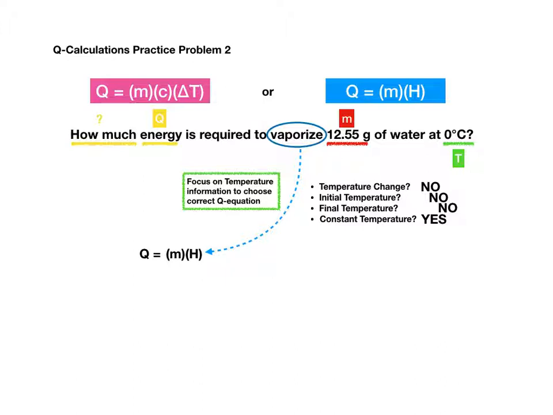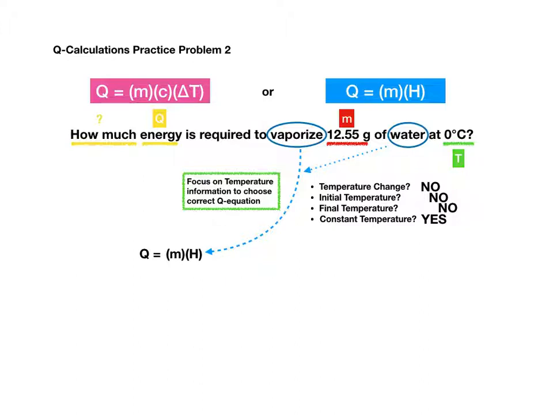Now I need to know what sample I'm vaporizing, and once again, looking at the word problem, I notice that my sample is water, and for water, I can get the heat of vaporization value from table B. So now I know what equation I'm using and where to get all of the information.